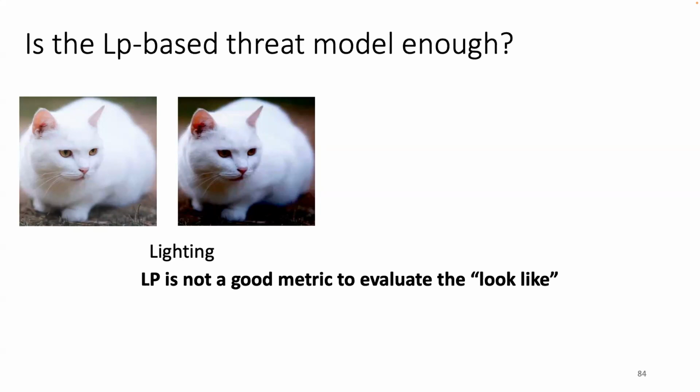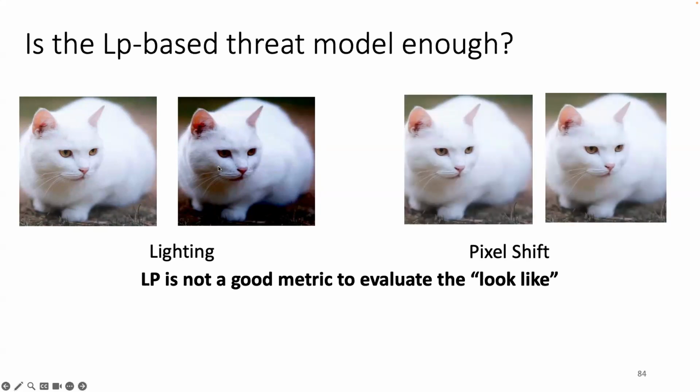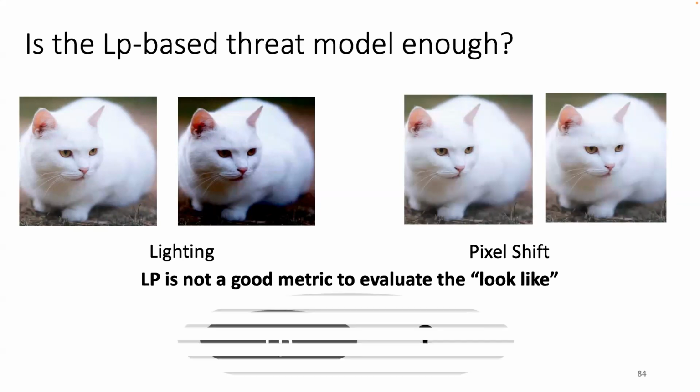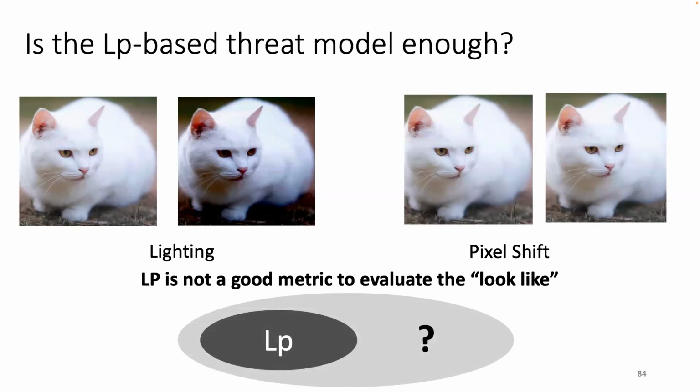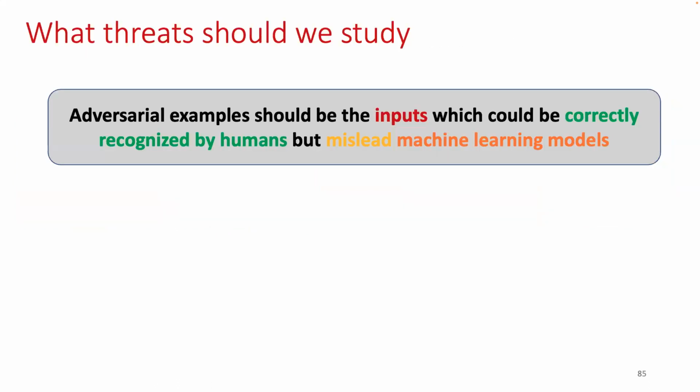For example, if we change the lighting of the images, it will introduce a large magnitude in terms of L2 distance. And if we shift the pixel positions, it will introduce a large magnitude in terms of L infinity distance. These things motivate us to think beyond the Lp space. Is there also other space which contains adversarial examples? So in today's tutorial, we first want to define what adversarial examples should be. If Lp is not good, what is the correct way to describe them?